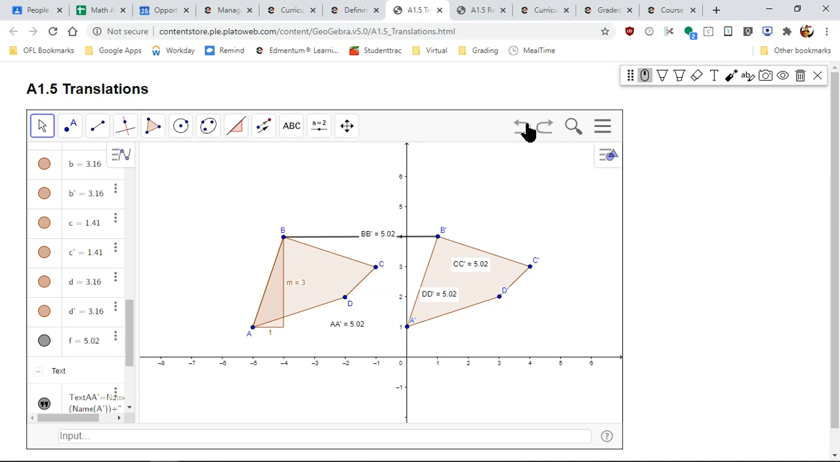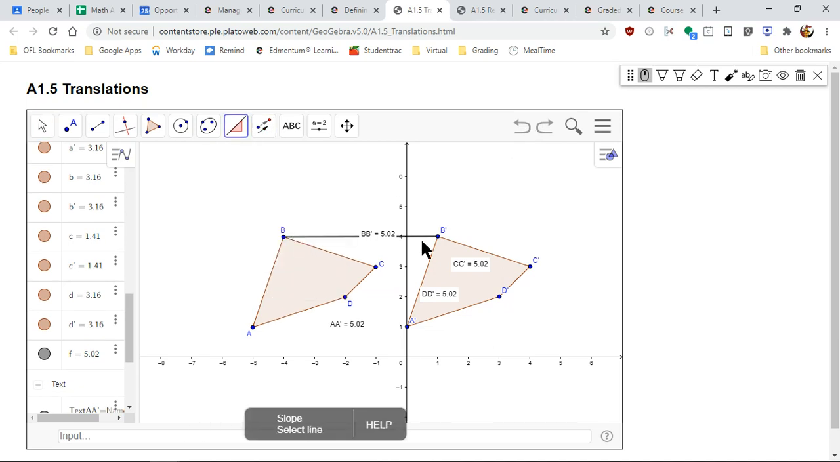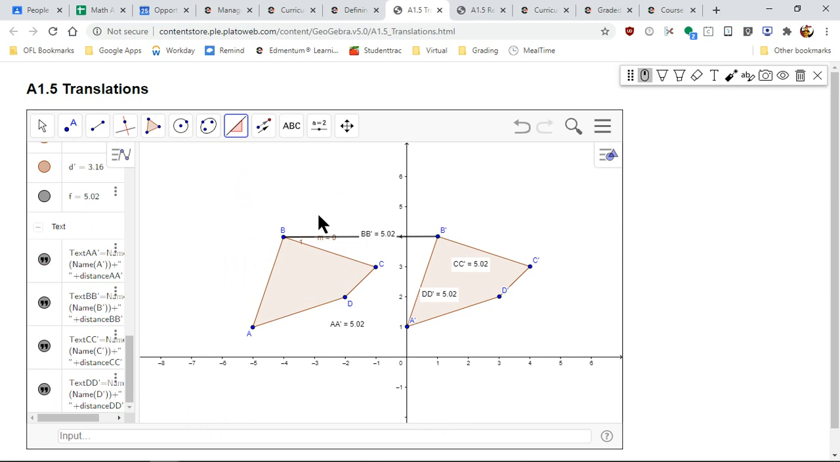Let me undo that. I forget. They actually make this really easy, guys. You literally just click on the line and it measures it. Oh, look, I did it pretty good. I did it right at 0.